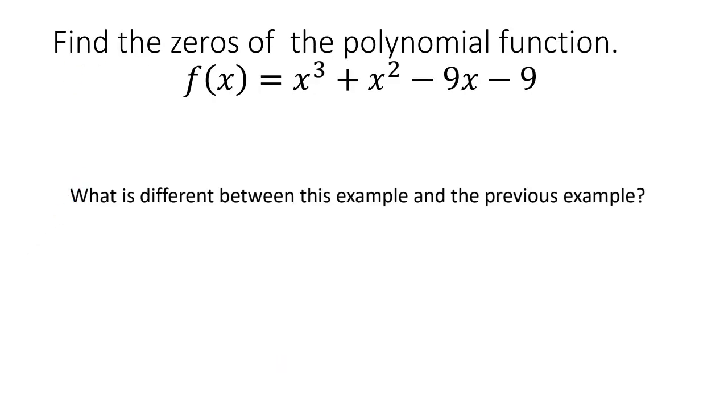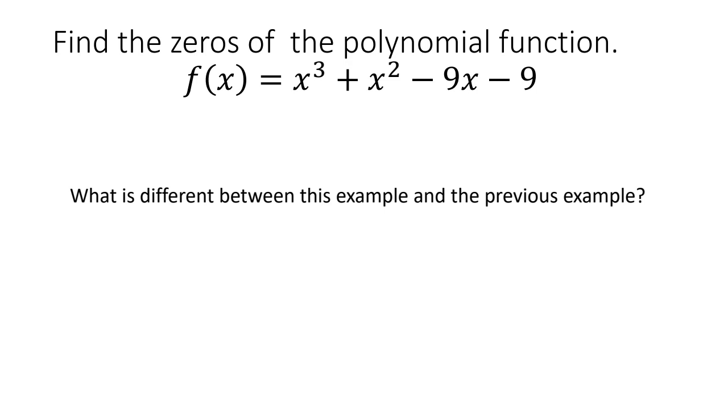All right, so let's look at this one. Find the zeros of the polynomial function x cubed plus x squared minus 9x minus 9. So what is different in this example from the previous one? Well, they're not giving me a 0.